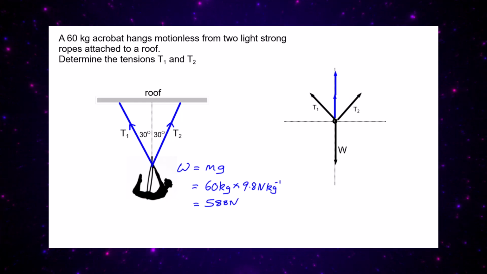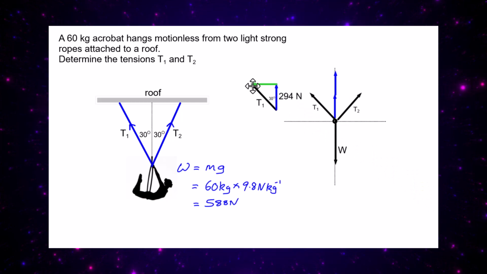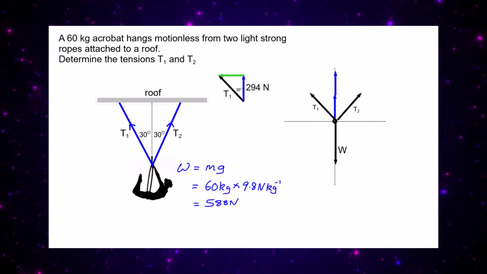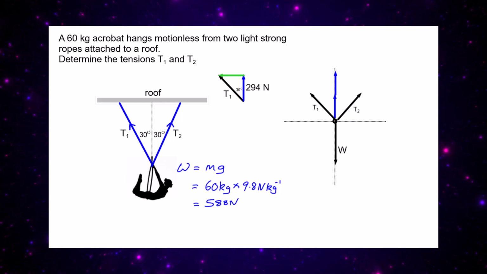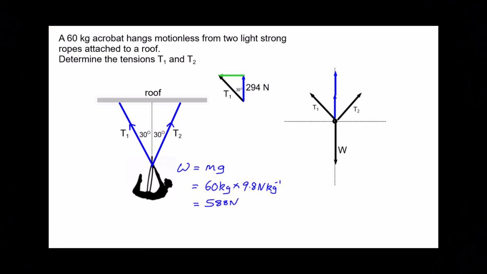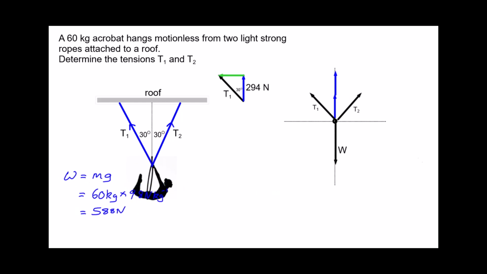Now let's do a little diagram of one of the tensions here like that. And there we have it. We have tension T1. We have it at an angle of 30 degrees to the vertical. And there is the vertical component, 294 newtons, which must be half the weight. So now we've got a little calculation to do then.